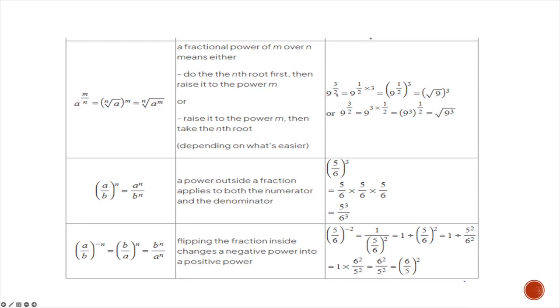9 to the power 3 over 2, we can write like this. We can separate half from this. So half means square root, 9 to the power 3. Square root of 9 to the power 3.